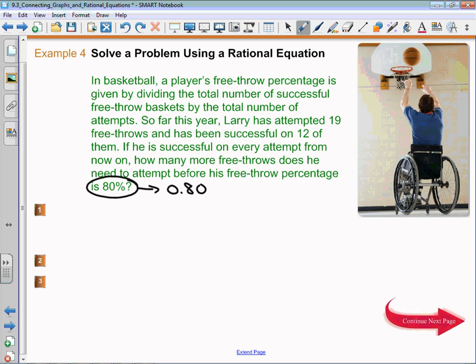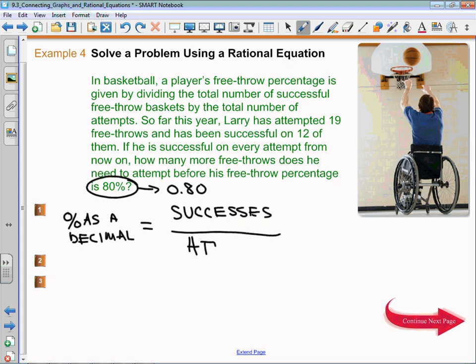And then what we can say is that our percentage as a decimal is equal to the successes, try to make sure I spell that right, successes, over attempted. Again, not an English teacher, so hopefully that's spelt right. And I hope that makes sense, right? If he's made 12 out of 19, then 12 divided by 19 will give us his percentage as a decimal. If you want it as a percent, you'd have to multiply that fraction on the right by 100.